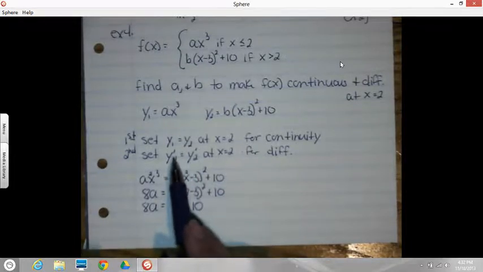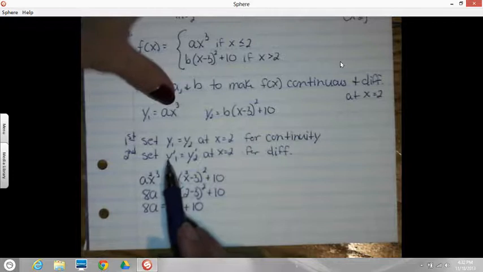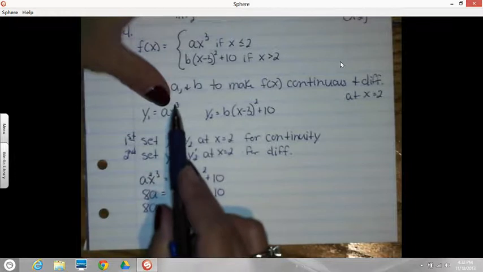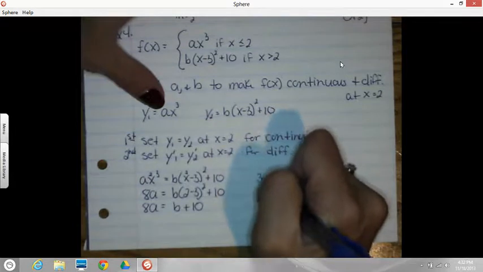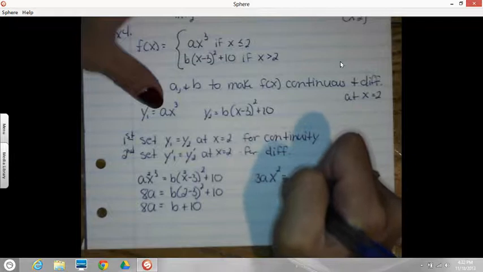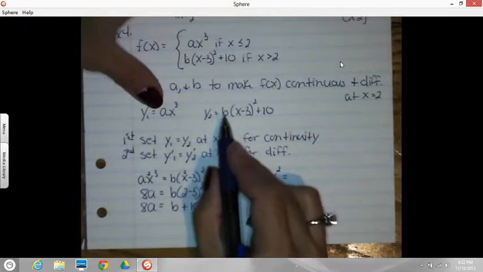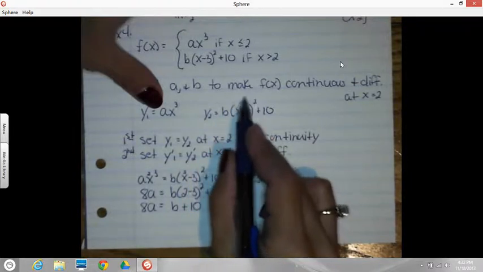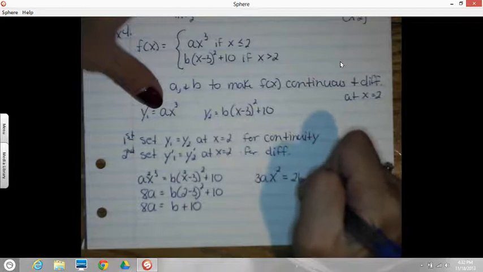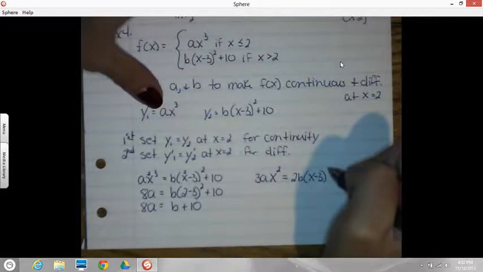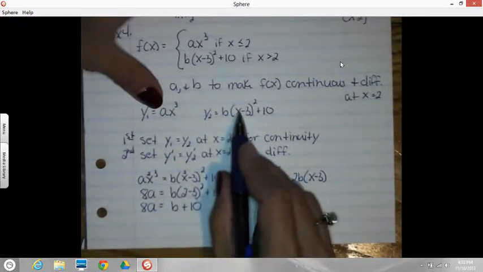We'll do the derivative. Remember, a is going to be a constant. It's like a multiplier, like a 5 sitting there. So the 3 comes down, gets multiplied by this constant, that'll be 3a, x to the 1 less power, equals... here, remember that's like a 5 or a 6 or whatever. It's a constant. So we've got inside, outside. The 2 comes down, 2b times (x minus 3) to the 1 less power, so to the first.